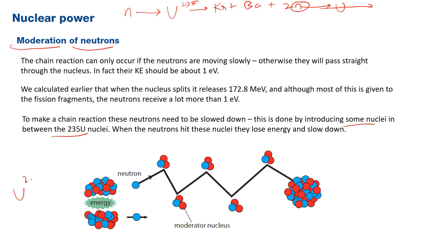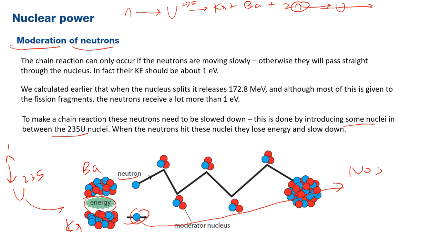You have a uranium 235, it was hit by a neutron, then it splits into barium and krypton, and a huge amount of energy is released in the form of kinetic energy of the neutrons. Now if this particular neutron passes through the uranium nucleus at a very high speed, then there will be no reaction if the speed is very high.